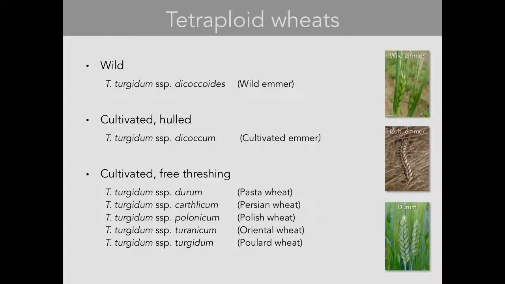If we consider only the tetraploid wheats, or the turgidum group, we can see that there are 5 subspecies that compose them. There is only one wild form, which is wild emmer. Wild emmer is the progenitor of cultivated emmer, and then cultivated emmer is the progenitor of these 5, what I call the 5 cousins. The only modern form is durum or pasta wheat, and there are these 4 ancient cultivated forms: Persian, Polish, Oriental, and polar wheat, which are still grown in some regions of the world, including Ethiopia, some countries in the Middle East, and also Eastern Europe.